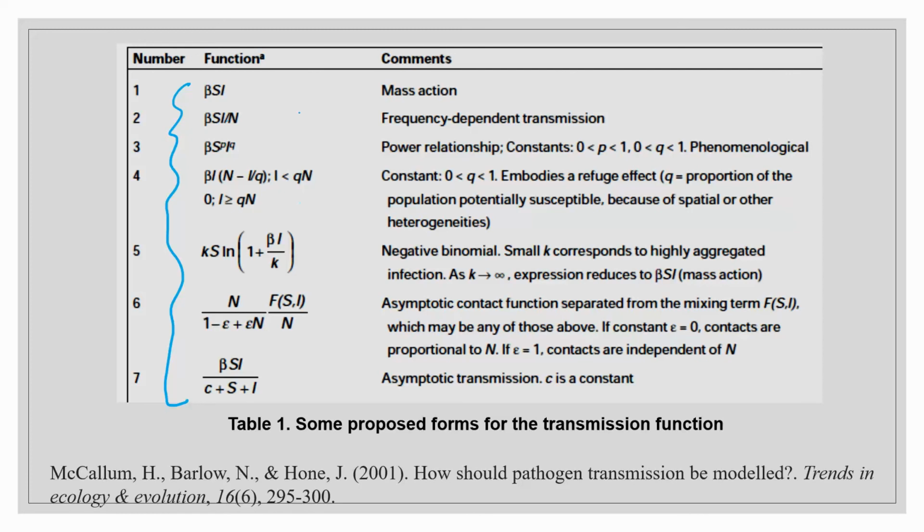These are the other functions which you can consider as a transmission function. The one we have used in showing our modeling is called frequency dependent transmission. However, you have these different kinds of functions that you can use for modeling the transmission of disease. This paper was given by McCallum, Barlow and Hone, and you can read it to get a better idea of where these functions can be used.